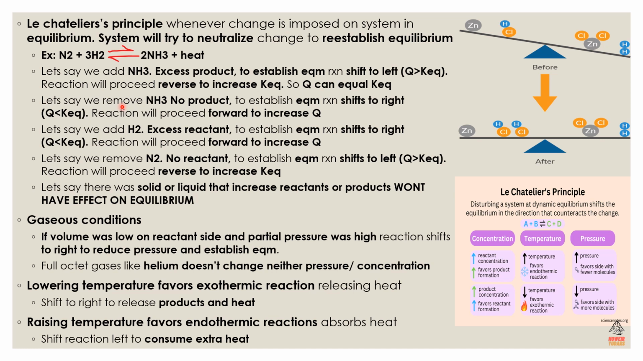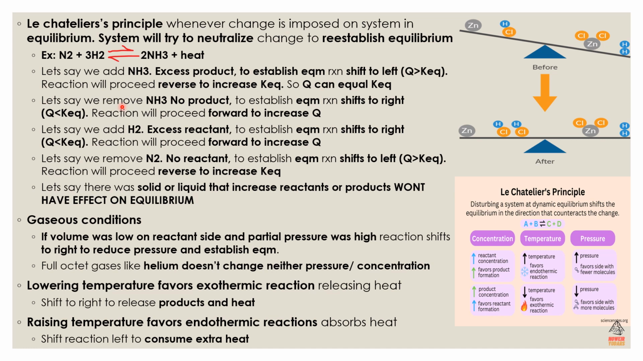Let's say we add H2, so that's excess reactant. In order to establish equilibrium, it's going to shift to the right. So again, it's going to shift forward. The reaction will proceed to increase Q. So if the reaction proceeds forward, it is to increase Q. But if there is maybe more of the product than the reactants, it's going to reverse. It's going to go to the reverse side, and there will be more of Q than KEQ.